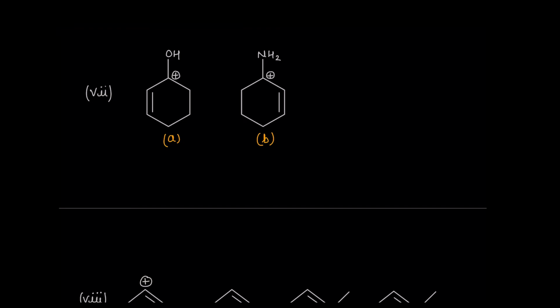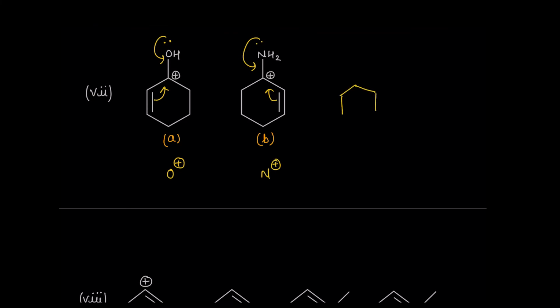In question number 7, we have this question in which we have resonance from the multiple bond in both of them. That is a tie. So we do have to look for other options. Then we have plus M effect from OH as well as NH2. Okay. And if you draw the resonating structure of both of them, you'll find that oxygen has a plus charge in A and nitrogen has a plus charge in B.